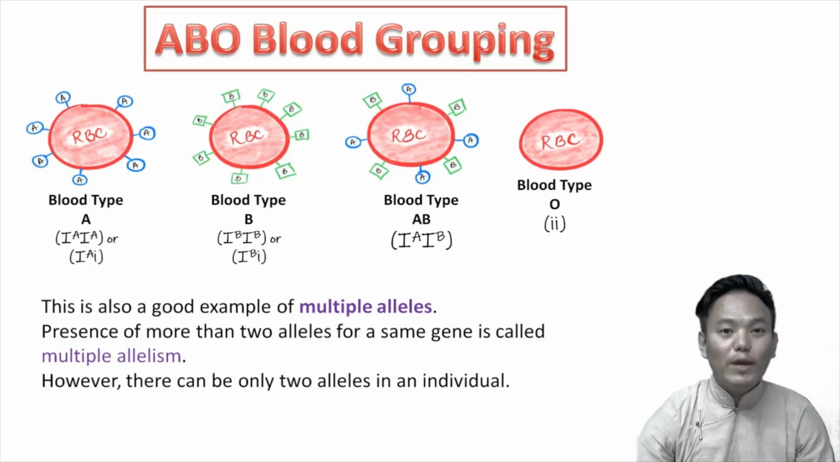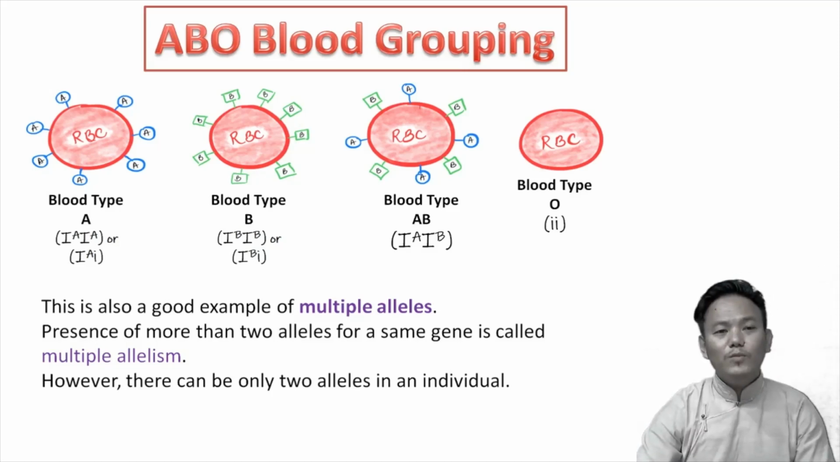So I hope you understood what codominance and incomplete dominance mean, and I'm hopeful that you can also provide examples for codominance and incomplete dominance as well. That is given in your textbooks.